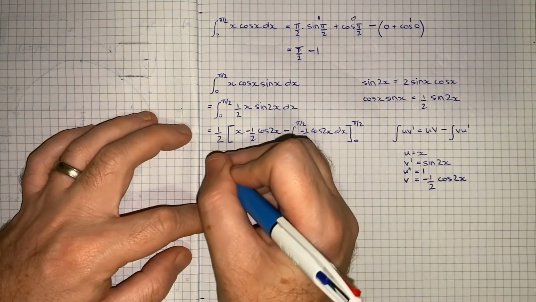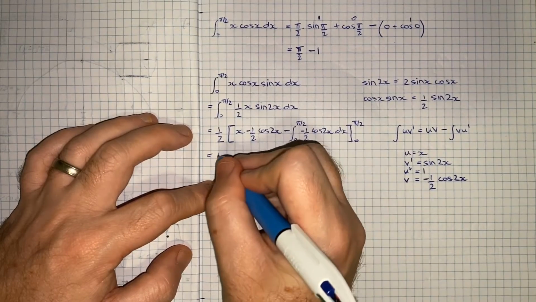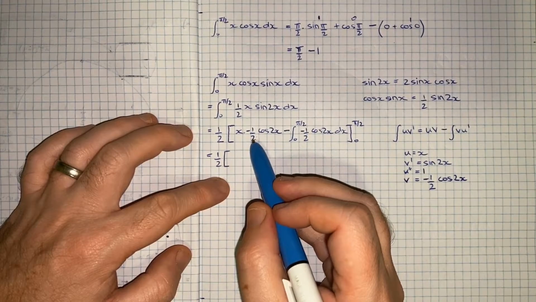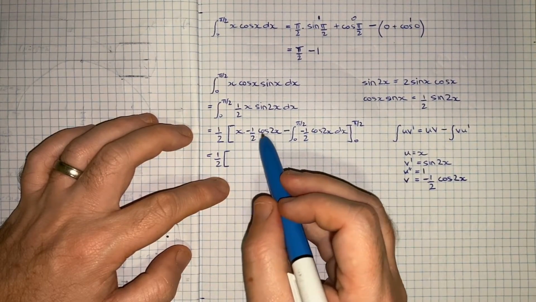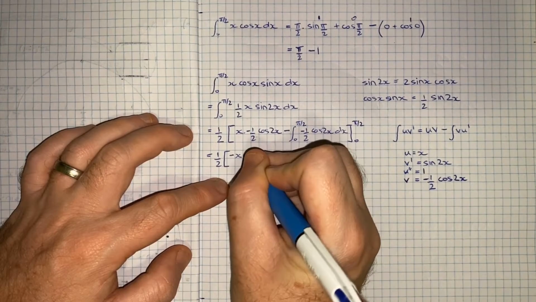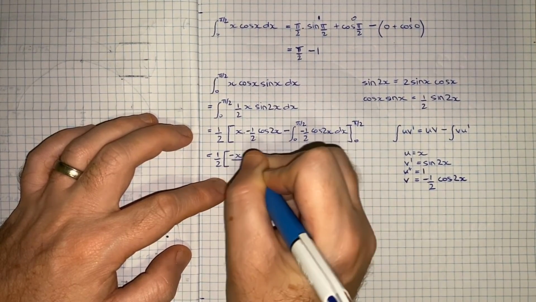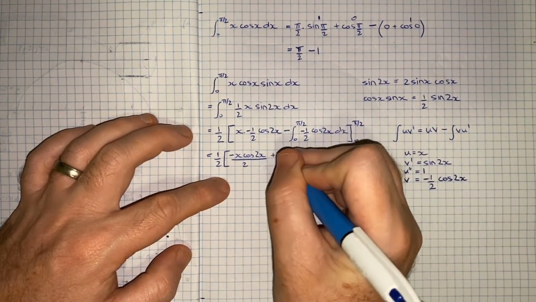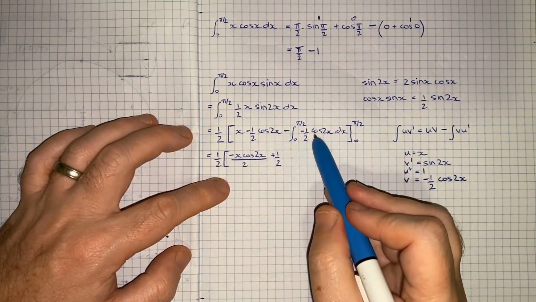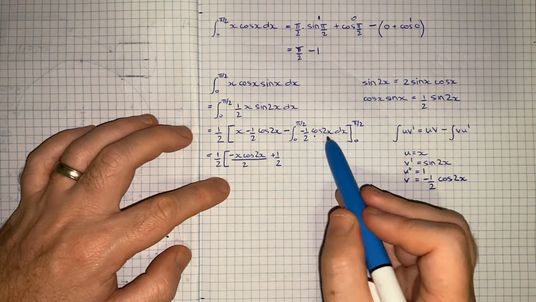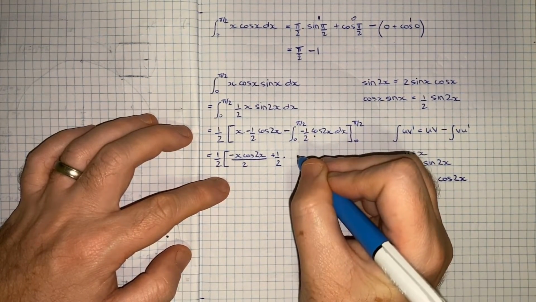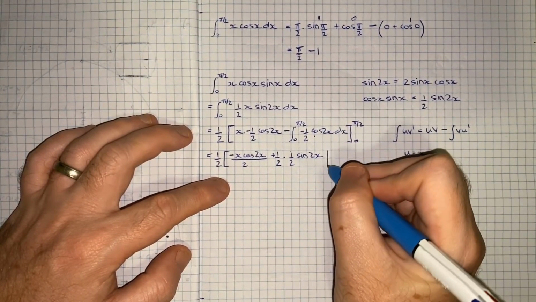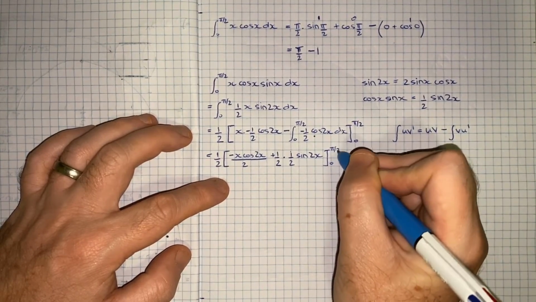So this will be a half, and this will just be negative x cos 2x on 2. Then this becomes plus a half. Then the integral of cos 2x will become a half sine 2x. And then that's all between 0 and pi on 2.